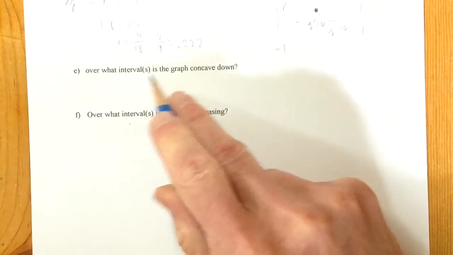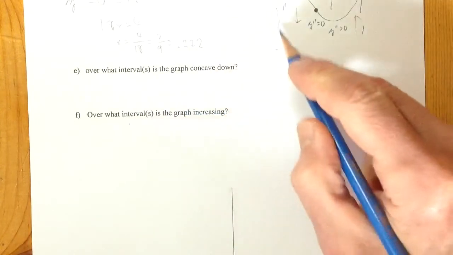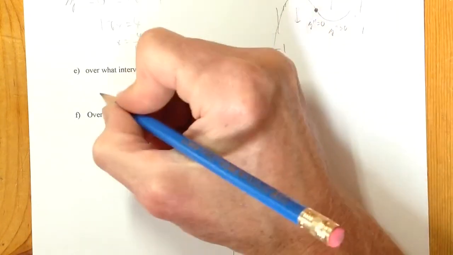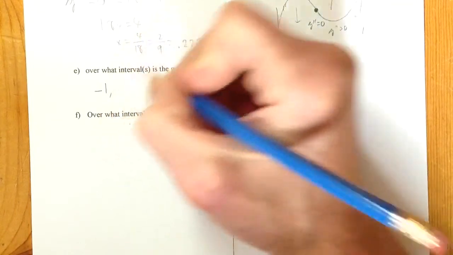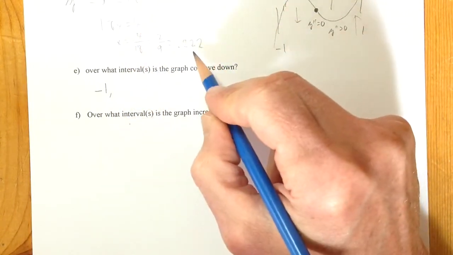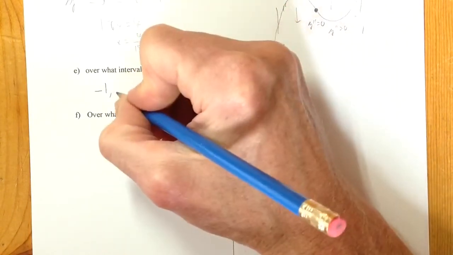Okay, over what interval is the graph concave down? Well, like we just said, it's going to look something like this. So we know from negative 1 to the inflection point, it's concave down. The inflection point is 0.222.